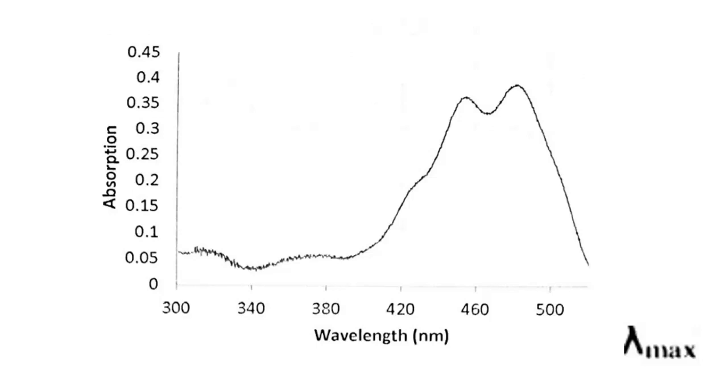A typical spectrum of absorption versus wavelength for fluorescein is shown here, what you're looking at, this actual chart. And the lambda max for fluorescein is around 480 nanometers.